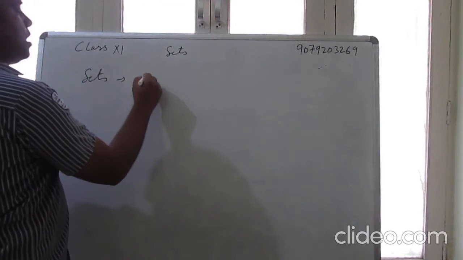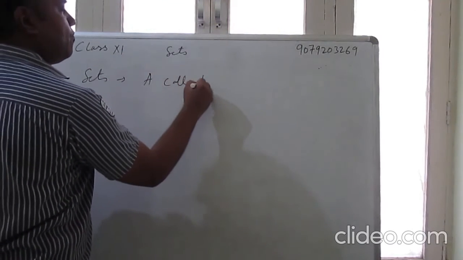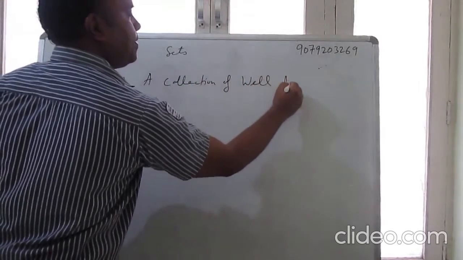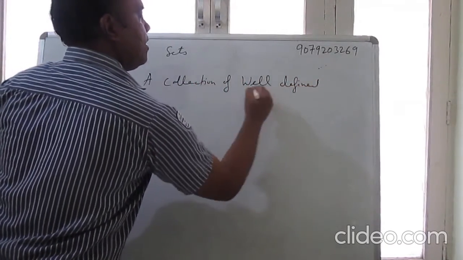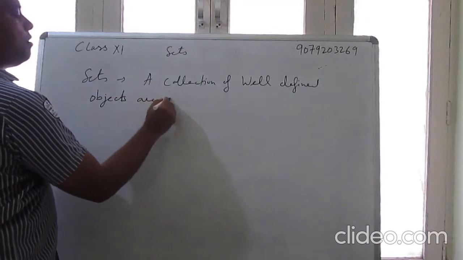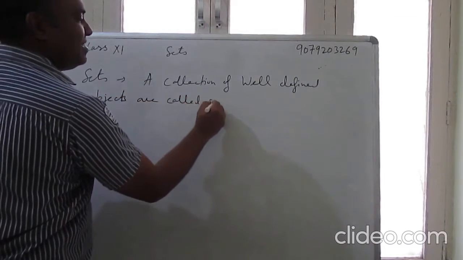A collection of well-defined objects is called a set.